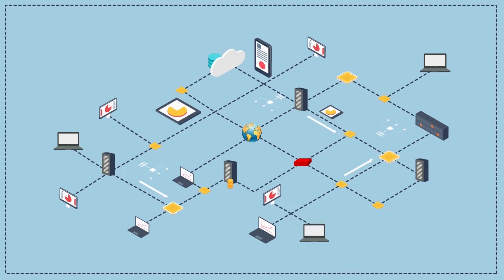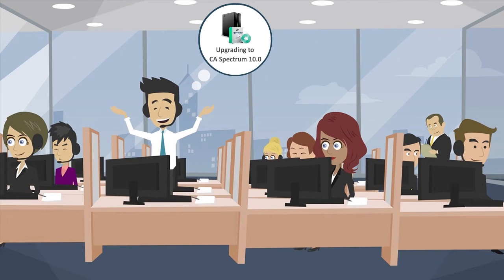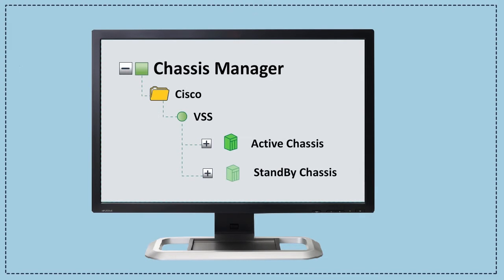To simplify their network and boost communications, Vunair Airlines has been using CISCO Virtual Switching System, or VSS. Dave is excited because Vunair Airlines is upgrading to CA Spectrum 10.0 with the CISCO VSS support. Once the VSS device is modeled in CA Spectrum, chassis container models are created for the VSS device in the CISCO folder under the chassis manager.